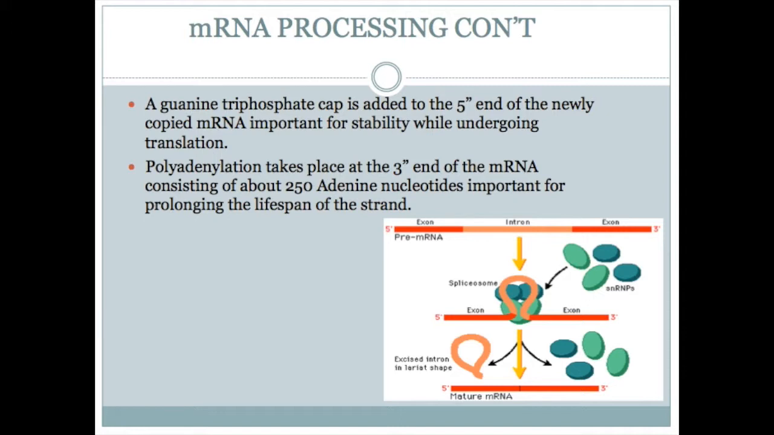A guanine triphosphate cap is added to the 5' end of the newly copied mRNA, important for stability while undergoing translation. Polyadenylation takes place at the 3' end of the mRNA, consisting of about 250 adenine nucleotides, important for prolonging the lifespan of the strand.